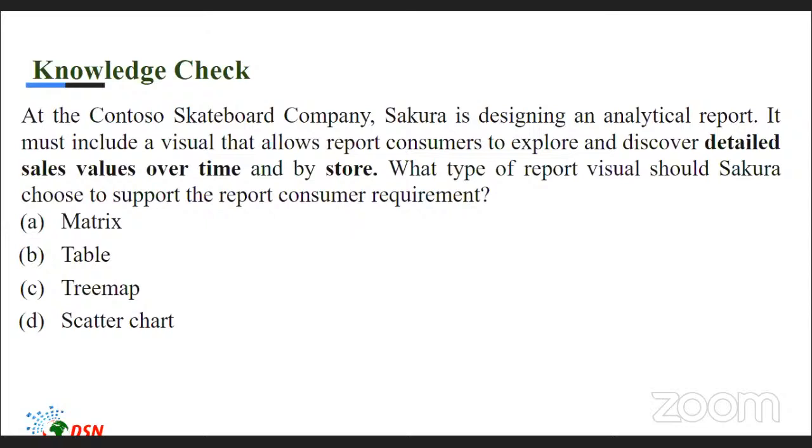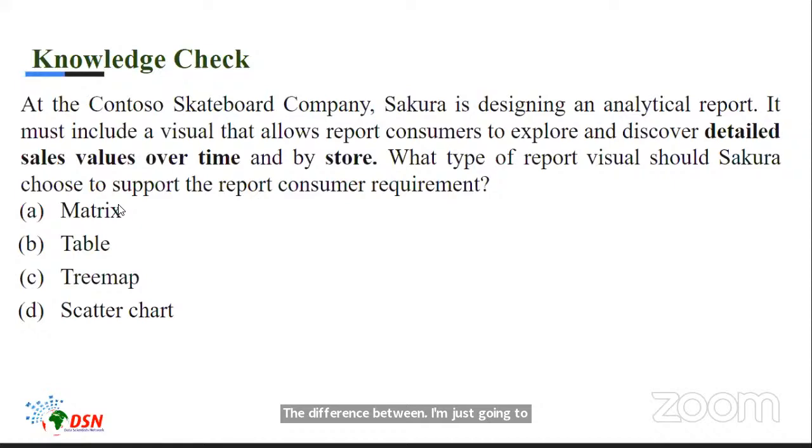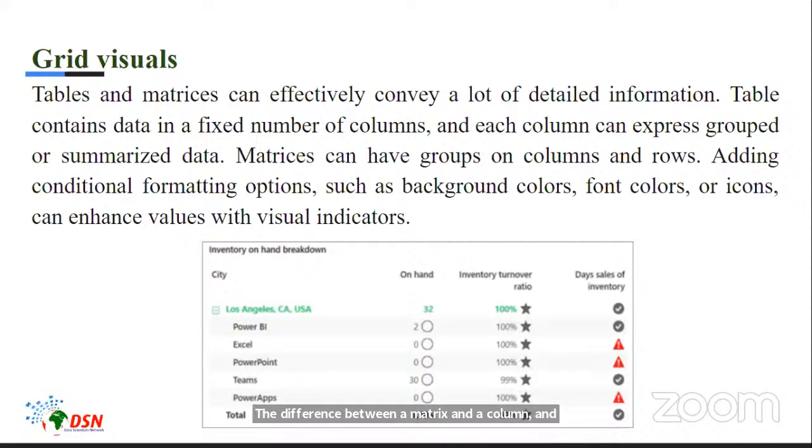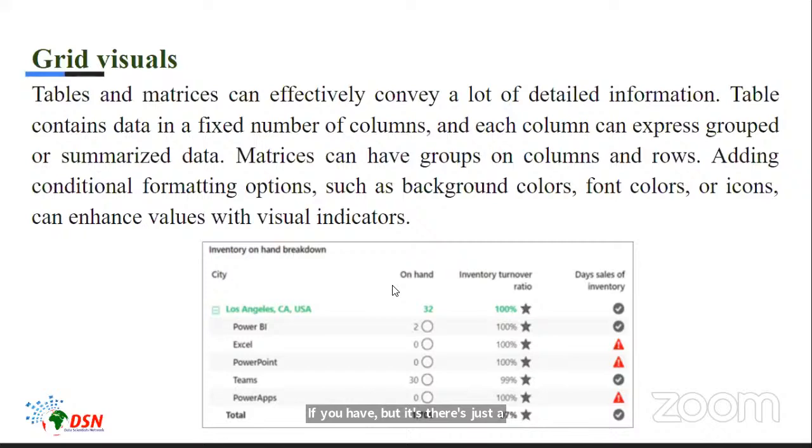Before I go ahead to keep you on hot seats, I'm going to go over that again. I'm just going to emphasize the difference between a matrix visual and a table visual. A matrix visual can have groups, for columns and rows. This is an example of a matrix visual. But a table visual only has groups for rows. That does not mean that you will not have headers like this. It will have, but there's just a slight variation between a matrix and a table visual.